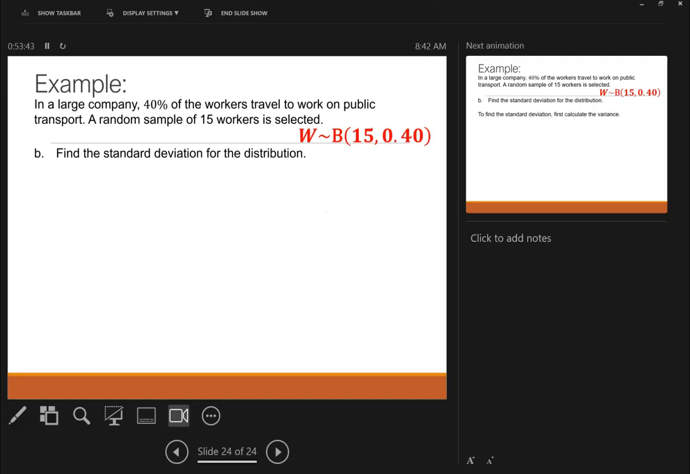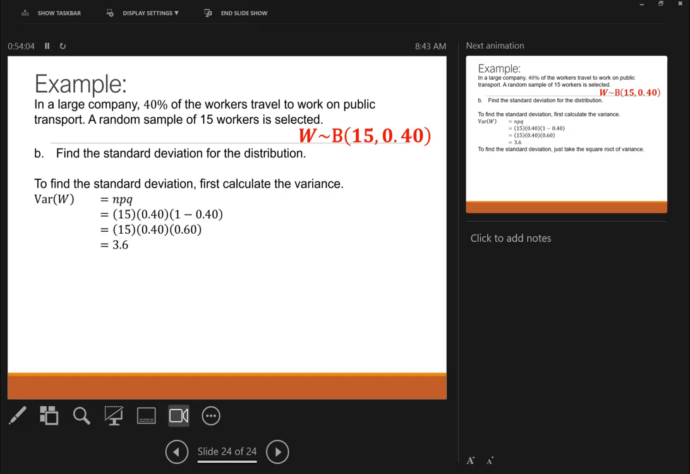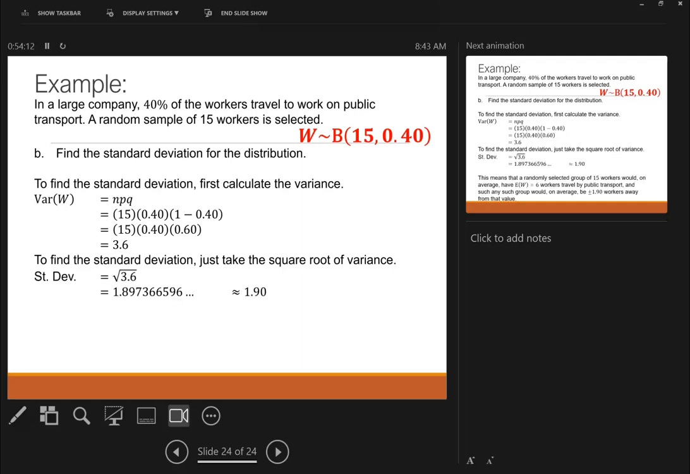Find the standard deviation. How do I do that? I use the square root of the variance equation, which is npq. So what is my value for n? 15. What is my value for p? 0.4. And what is my value for q? 0.6, 1 minus 0.4. So there's my variance. And then to get the standard deviation, we just square root it.